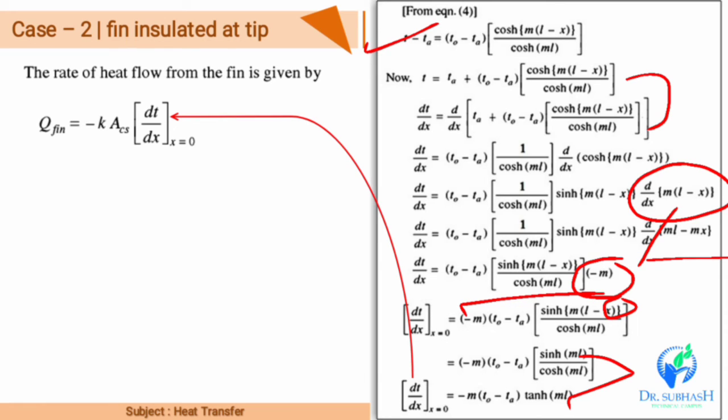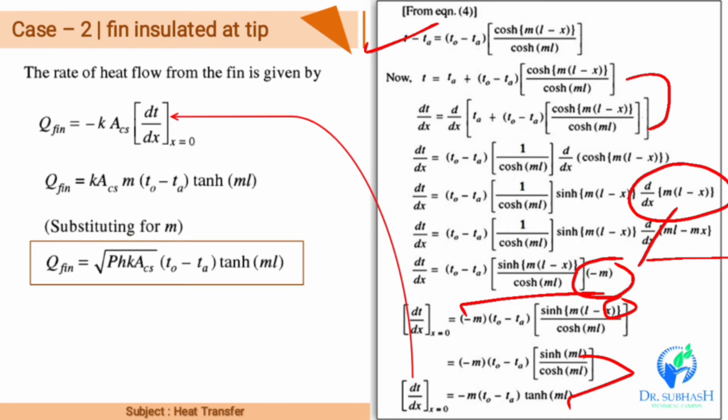Putting this value of dT/dx when x is equal to 0 in the Fourier equation, we get heat transfer Q fin is equal to Ka m (T0 minus Ta) tanh mL, here minus minus is plus.